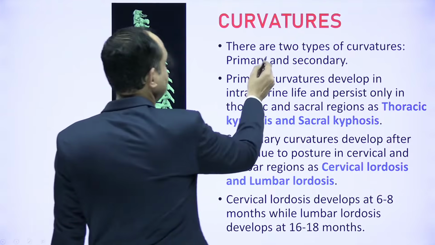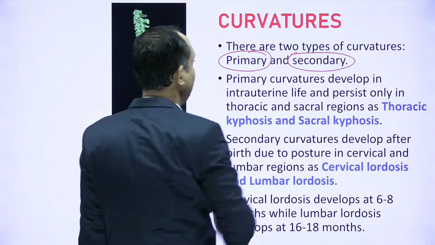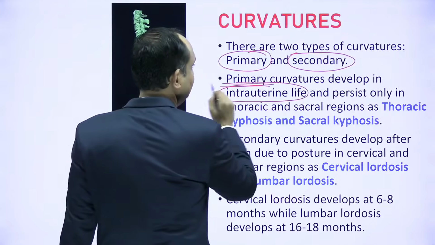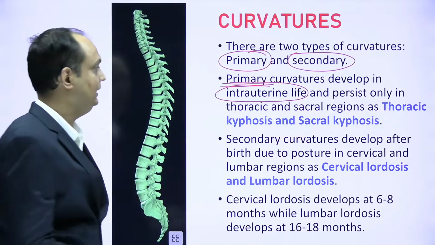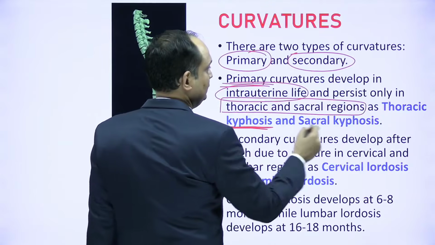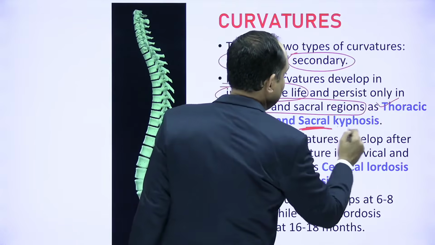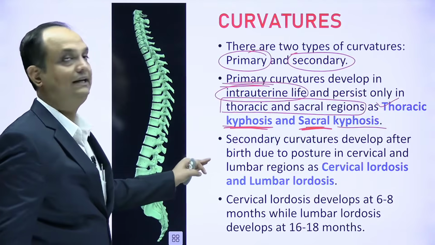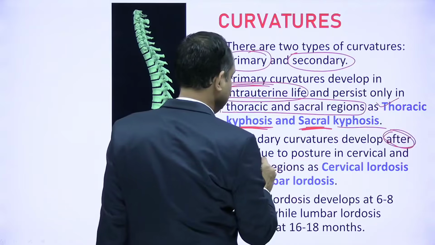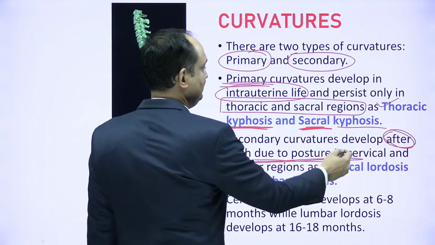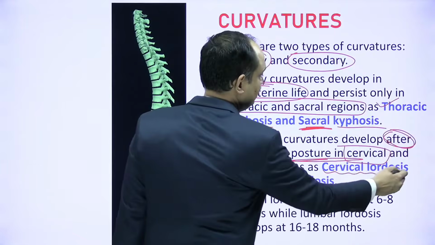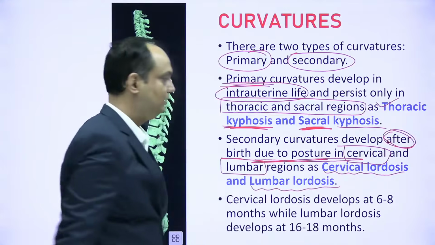Now there are a few curvatures present in the human vertebral column. There are 2 types of curvatures, one primary, another secondary. Now what is the primary curvature? Primary curvatures develop in intrauterine life and they persist in adult life only in the thoracic and sacral regions, and they are named kyphosis. So there are 2 kyphoses, thoracic and sacral kyphosis, while the secondary curvatures develop after birth. They develop due to posture, and they are present in the cervical and lumbar regions, and they are termed lordosis. So one is cervical lordosis, another is lumbar lordosis.